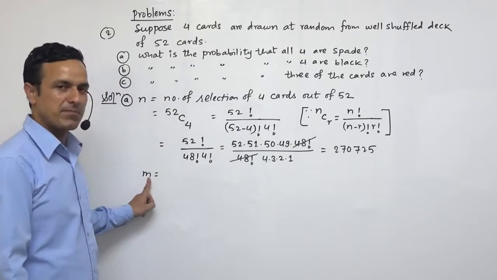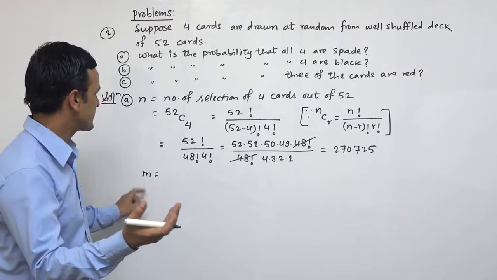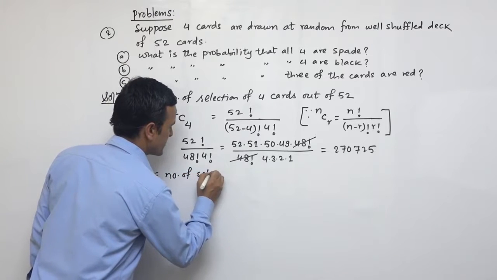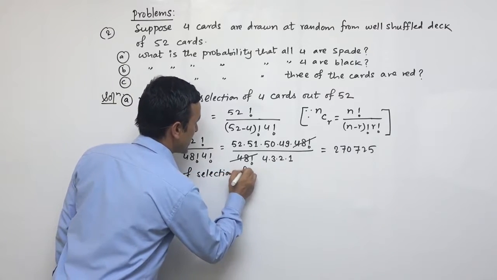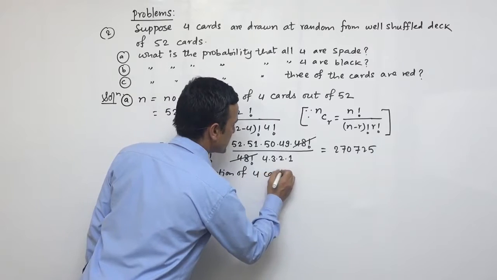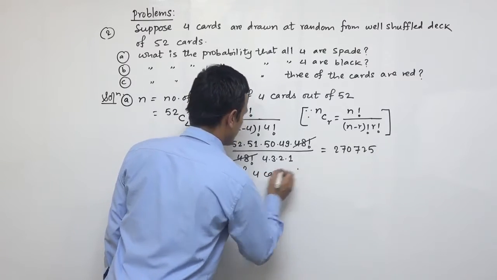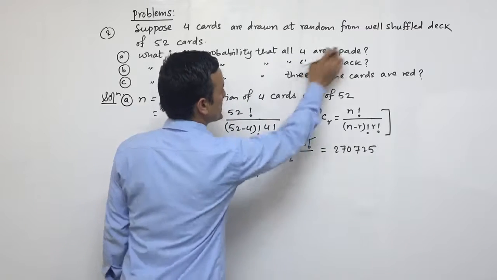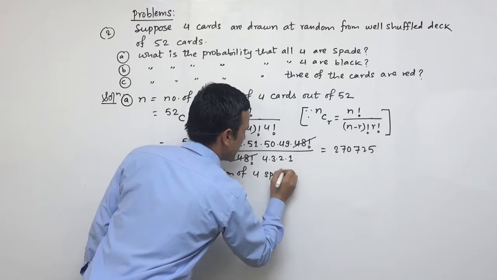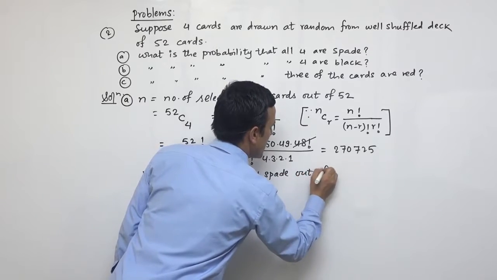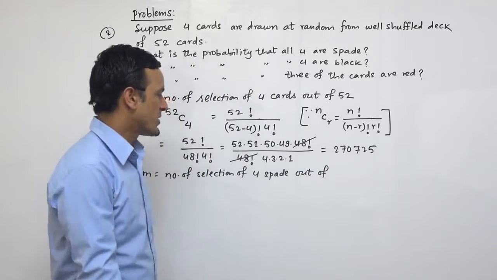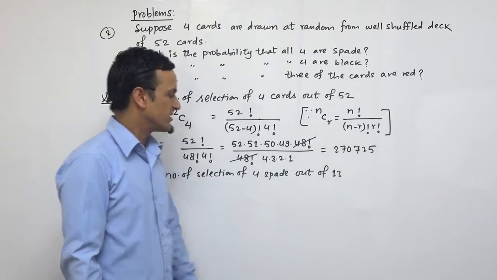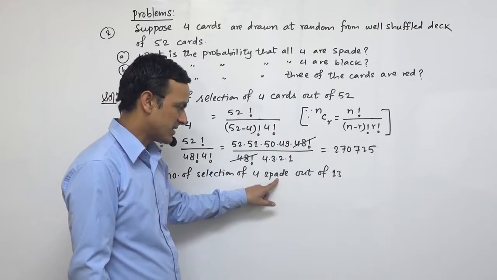So what does it mean? m means the number of favorable cases, or it can be the number of selections of 4 cards from 4 cards, not 4 spades, not cards only. So the question is spade. 4 spades out of how many spades in total? So we have 13 cards in spade. This is one of the colors out of 4 colors.